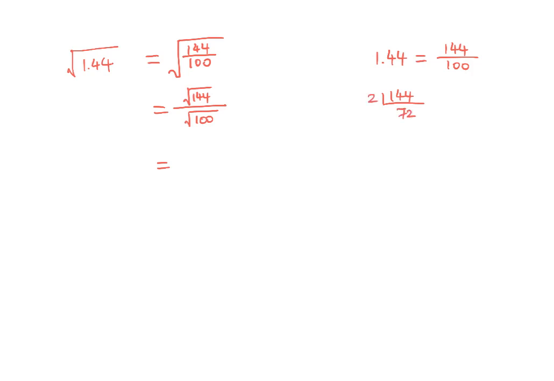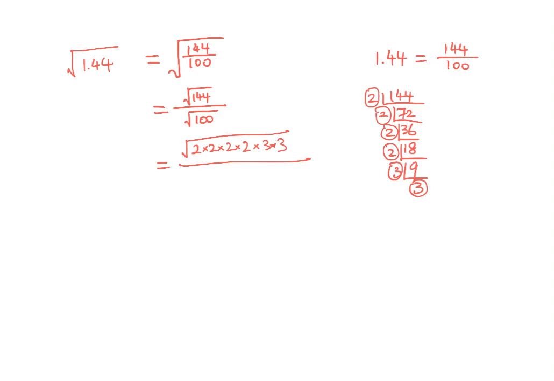We get 72. So 72 divided by 2, which is 36. 36 divided by 2, we can get 18. 18 divided by 2, we can get 9. 9 divided by 3, we can get 3. So square roots of 144 equal to square roots of 2 times 2 times 2 times 2 times 3 times 3. So we write it down on the upper part. 2 times 2 times 2 times 2 times 3 times 3.